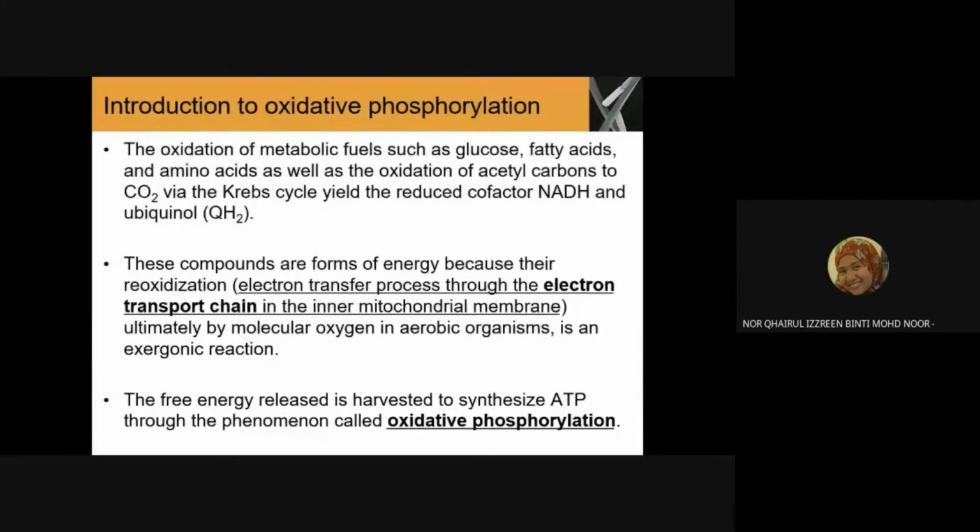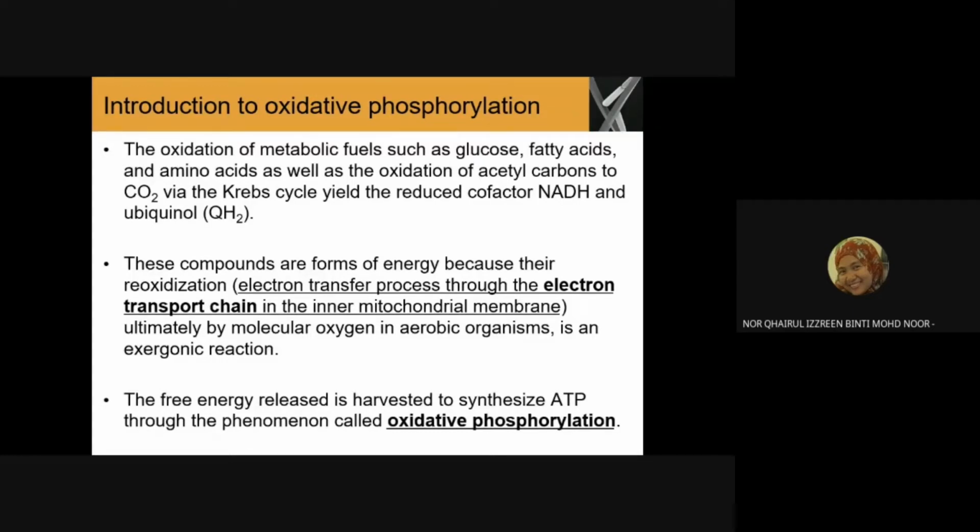So basically, oxidative phosphorylation is related to glycolysis, the TCA cycle, as well as the electron transport chain. All three pathways, glycolysis, TCA cycle, and ETC, lead to oxidative phosphorylation. So you must know the role of each of these pathways. Oxidative phosphorylation is basically what we call the production of ATP due to glycolysis, TCA cycle, and ETC.